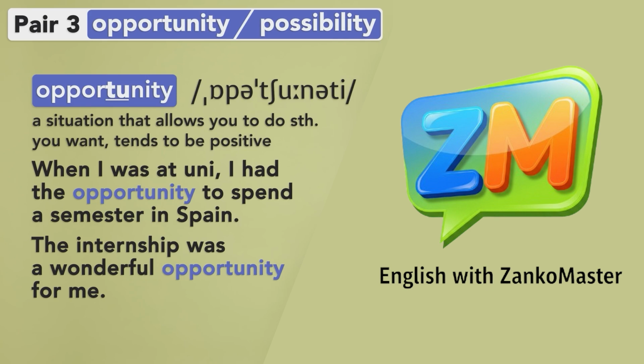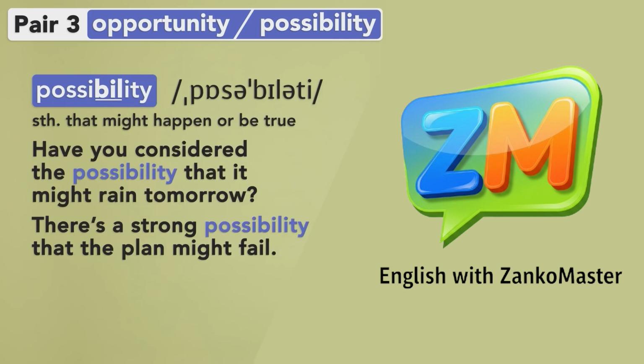versus possibility. An opportunity is a situation that allows you to do something you want. It tends to be positive. We often say you have the opportunity to do something. For example, when I was at uni, I had the opportunity to spend a semester in Spain. Another example, the internship was a wonderful opportunity for me. A possibility is something that might happen or might be true. For example, have you considered the possibility that it might rain tomorrow?